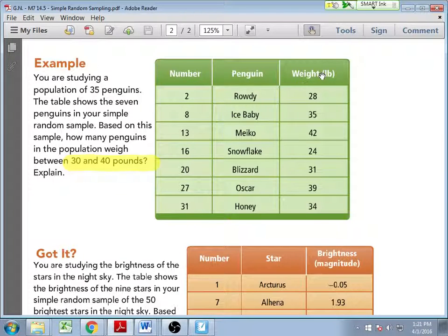So we go through and identify everything that matches what I'm looking for. So between 30 and 40 pounds. 28 pounds, does that count? No. 35? Yeah. Circle it. 42? No. 24? No, that's not between 30 and 40. 31? Yes. 39? Yes. 34? So how many were in that range that I was looking for? 4 out of 7. 4 out of 7.